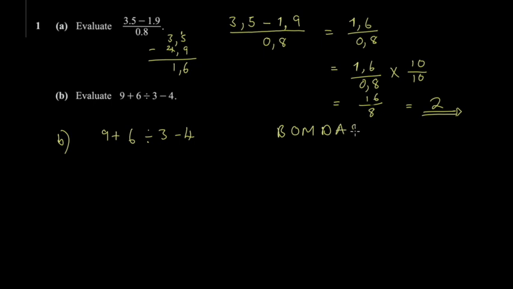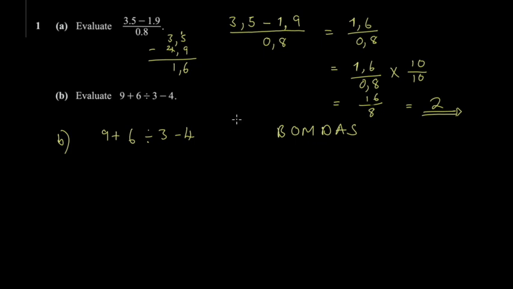BOMDAS. So what this simply means is some operations take priority. The first operation that takes priority is the brackets. Whenever you have brackets, you actually have to simplify whatever you have in those brackets. And then M stands for multiplication. So multiplication takes precedence over division, and addition follows after, and then subtraction. These addition and subtraction are not very important.